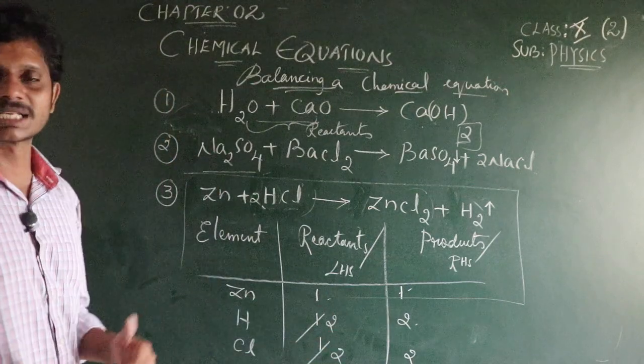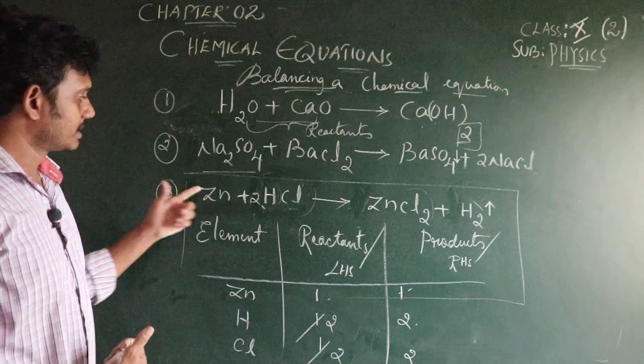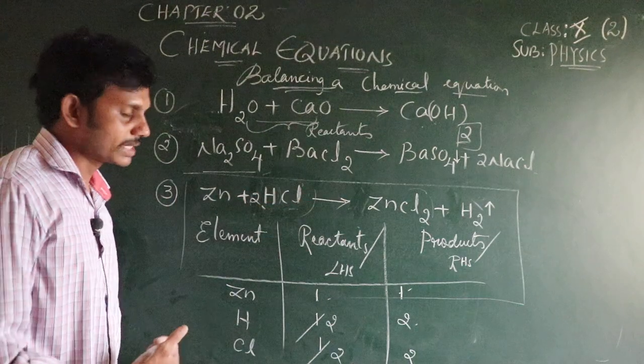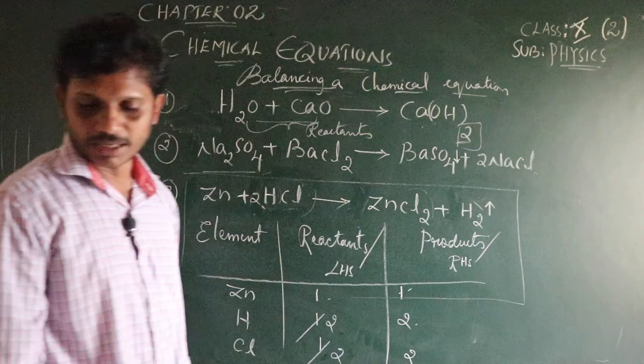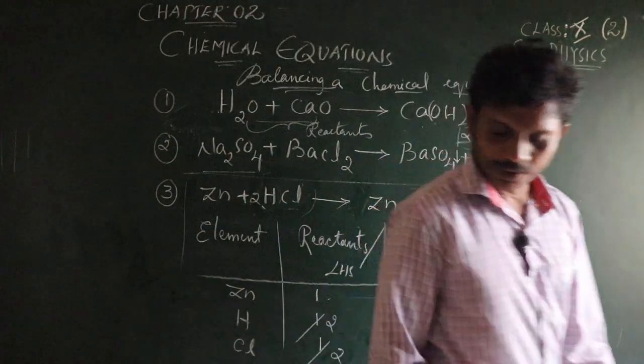This is how we need to balance a chemical equation. Zn plus 2HCl gives us ZnCl2 plus H2. This is a balanced chemical equation. Got it?